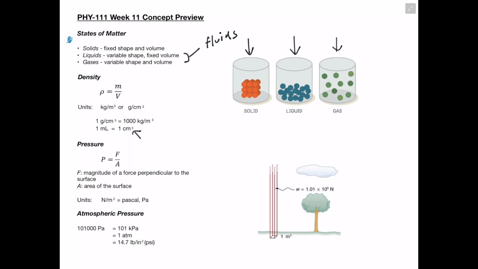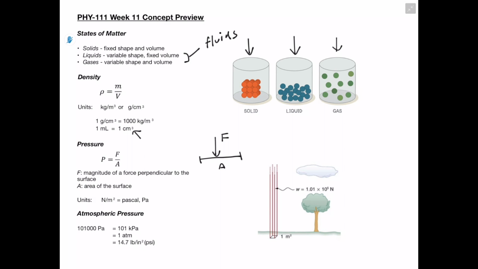So pressure is going to be equal to our force over our area, and more specifically, that force is going to be the magnitude of the force which is perpendicular to our surface, and our area is going to be basically the area of that surface. This is going to give us units of newtons per meter squared, which we call pascals.